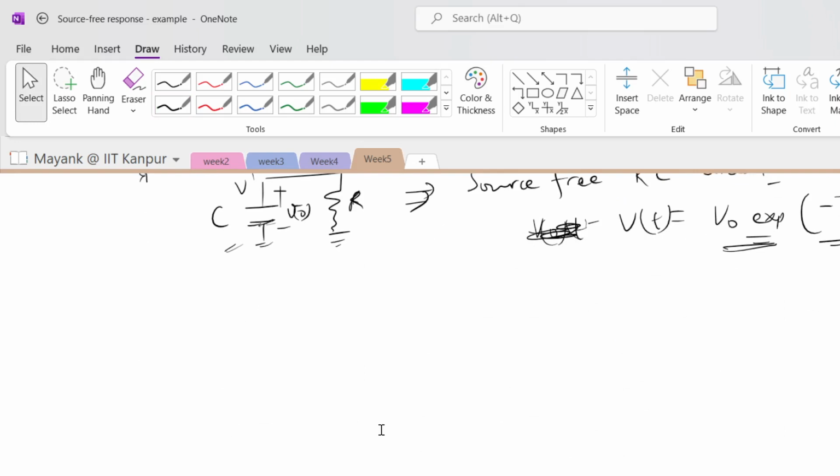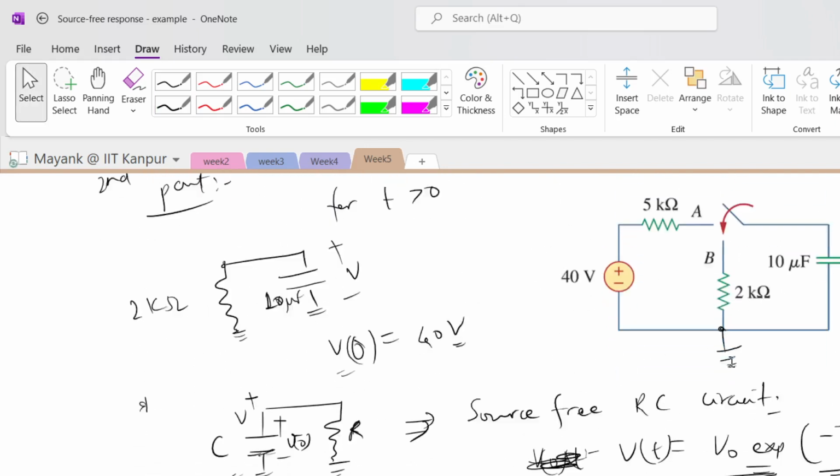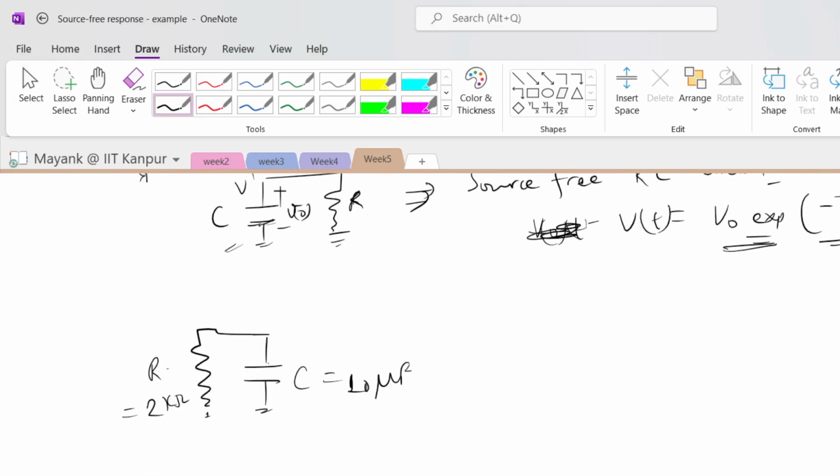So in our case also, we have a capacitor like this, C equal to 10 microfarad, and we have a resistor here which is equal to how much? I guess it is 2 kilo ohms, right? Am I right? Yes, this is 2 kilo ohms. So what will be the response in this case? And what is V0, by the way? V0 is equal to 40 volts.